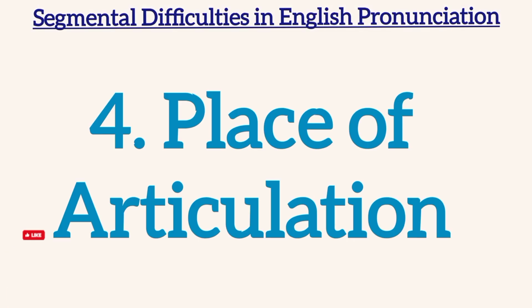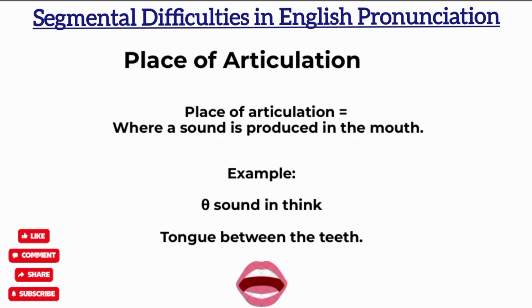4. Place of articulation. The place of articulation refers to the location in the mouth where a sound is produced. Different sounds require different positions of the tongue, lips, or teeth. For example, the TH sound in the word think requires the tongue to be placed between the teeth. Many learners find this position unusual and therefore pronounce the sound incorrectly.